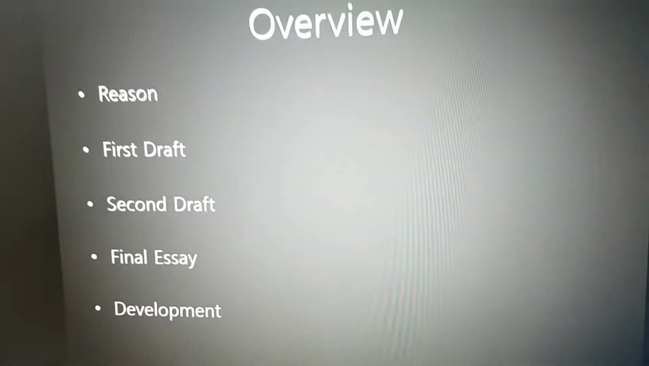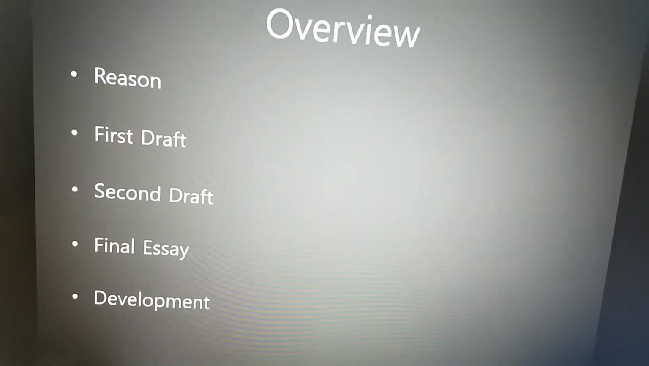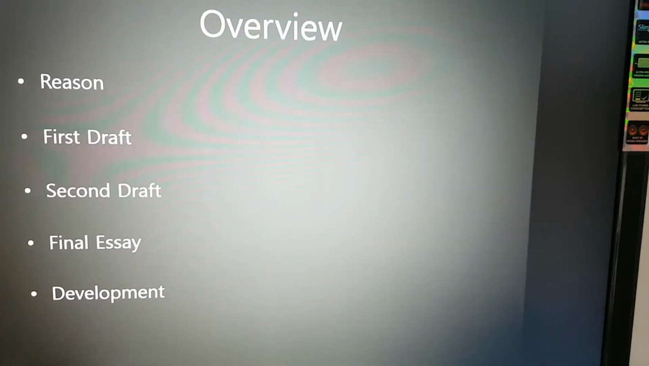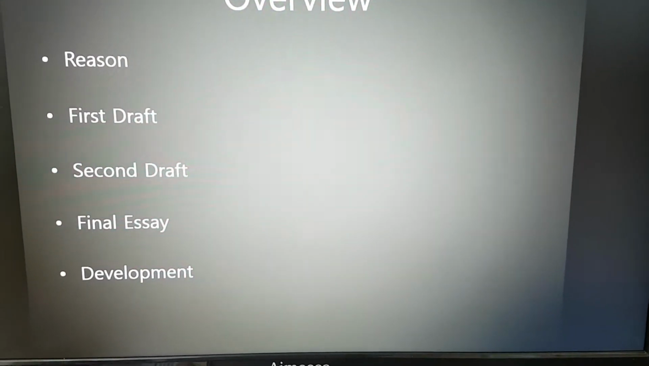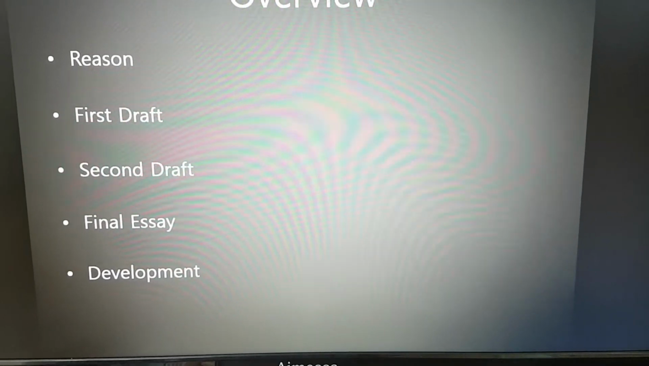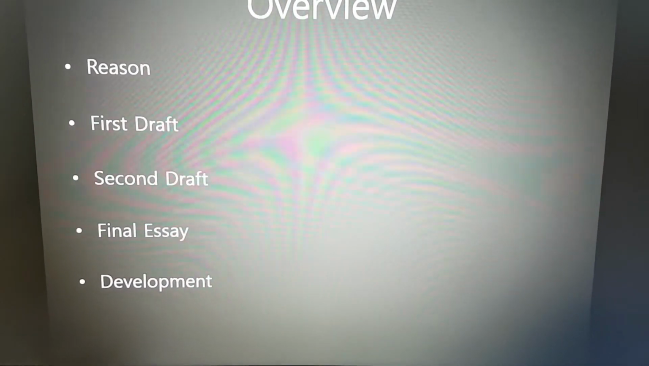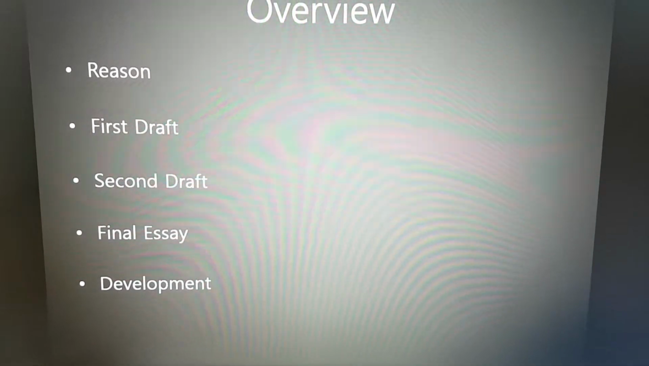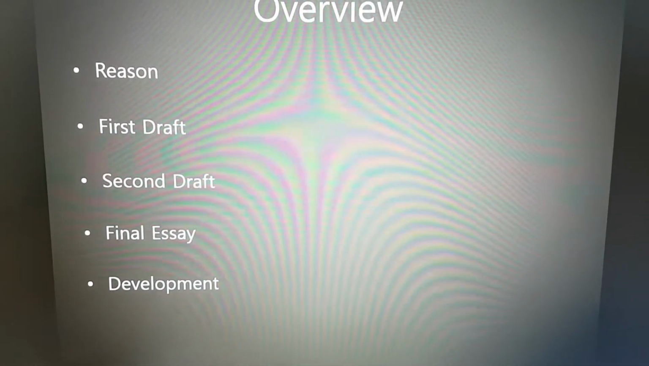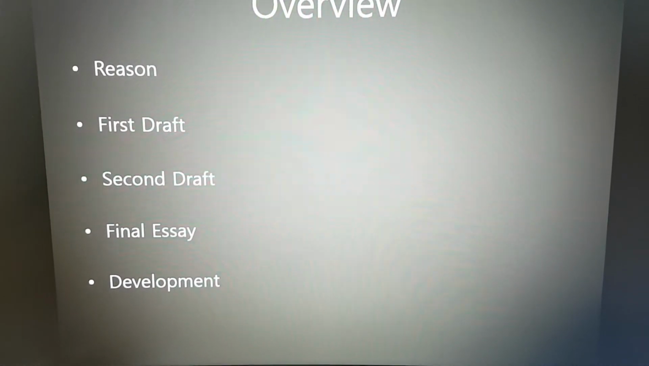This is my overview chart. I will start with the reasons for choosing this topic, the essay for each level, and finally, I will summarize what I learned from this process and then give a brief idea of what to do next when writing again.